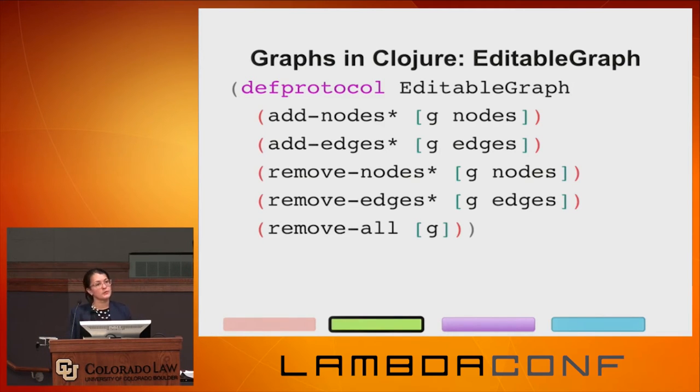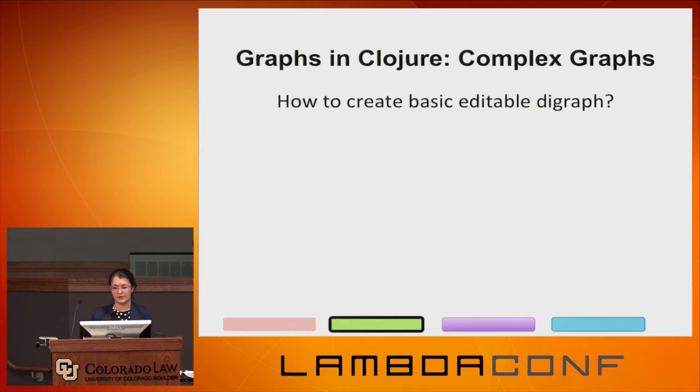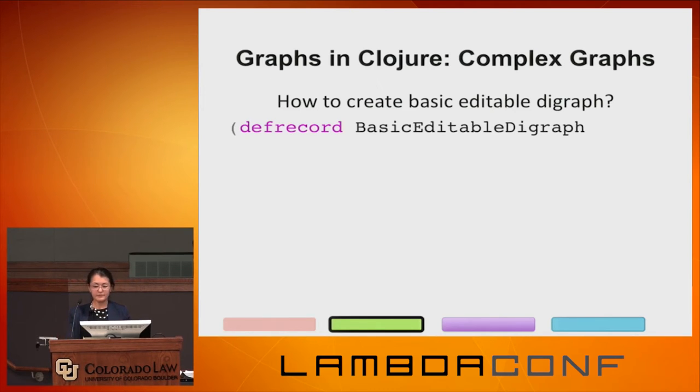So suppose we wanted to create a more complex graph, like, for instance, a basic editable digraph. How would we go about it? So in Clojure, defrecord defines a type, basic editable digraph. And we'll provide three functions to it: nodes, successors, and predecessors.